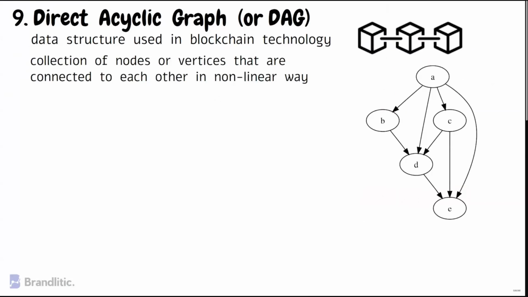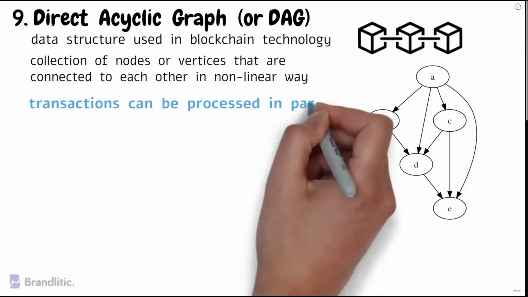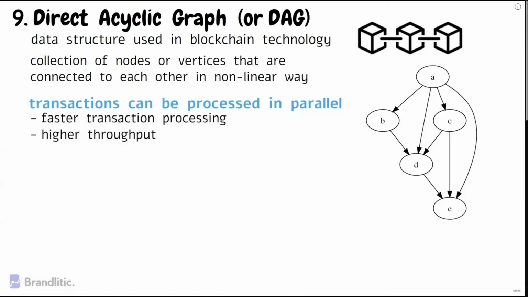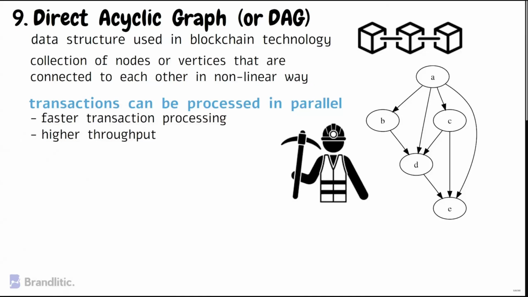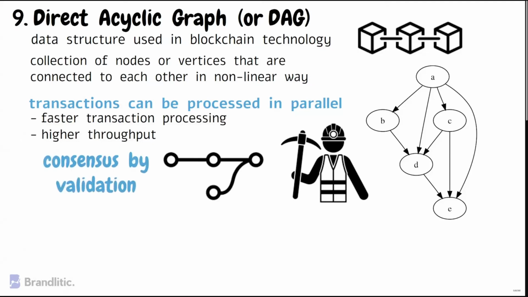Further, the beauty of DAG is that here, transactions can be processed in parallel, allowing for faster transaction processing times and higher throughput compared to traditional blockchains. In such a network, there is no need for miners or validators to compete to add new blocks to the chain. Instead, nodes validate transactions and add them to the DAG, and other nodes verify the transactions before they are confirmed. This process is known as consensus by validation.